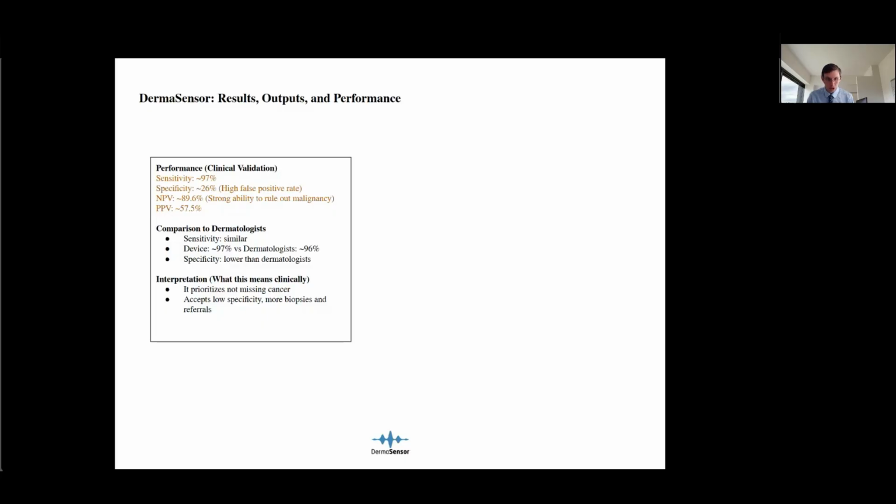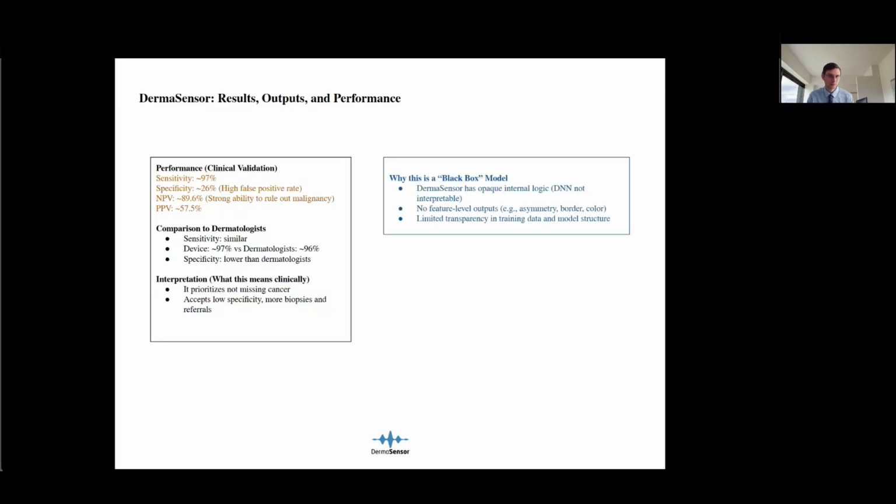Now, compared to dermatologists, the sensitivity is similar. The device was around 97, dermatologists around 96. However, the specificity is lower. So this is not a replacement for dermatologists. And the interpretation, what does this mean clinically? It prioritizes not missing cancers. That's really what it wants to do. It wants to serve as a triage tool so that you're not missing anything that could be worrying, any specific skin lesion. And it accepts a lower specificity so that it can be more sensitive. And that's really what that means, is that there's going to be more biopsies and referrals.